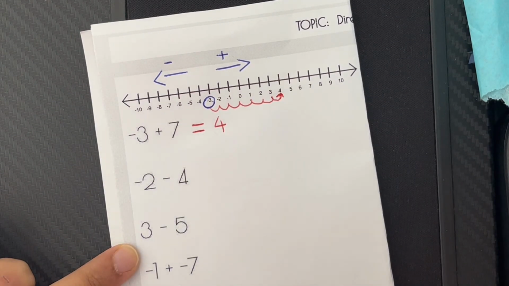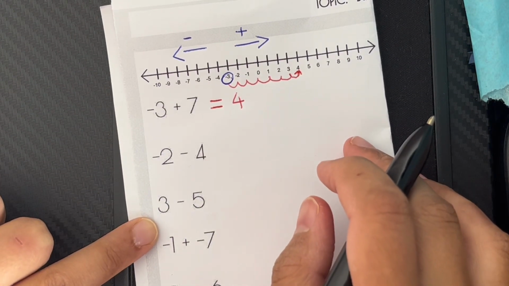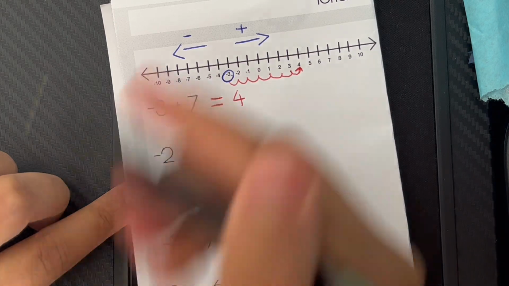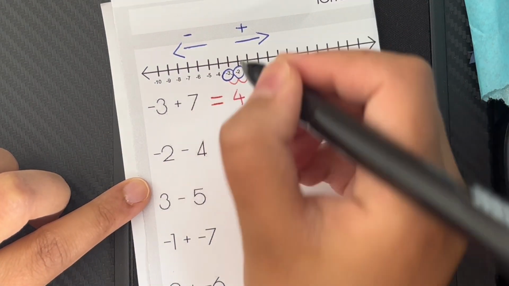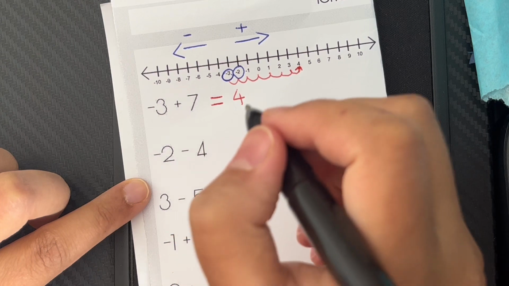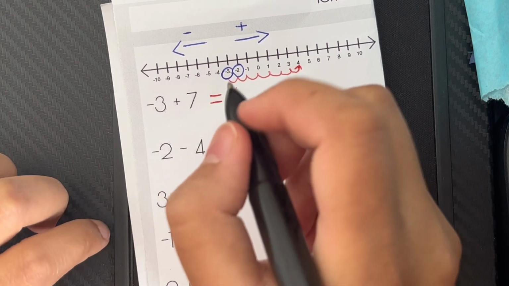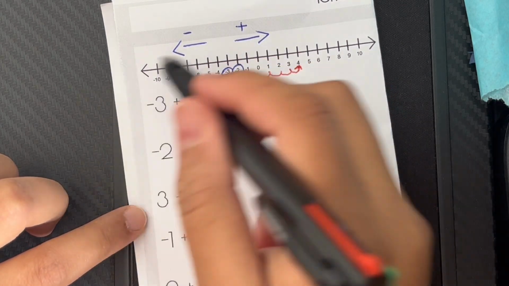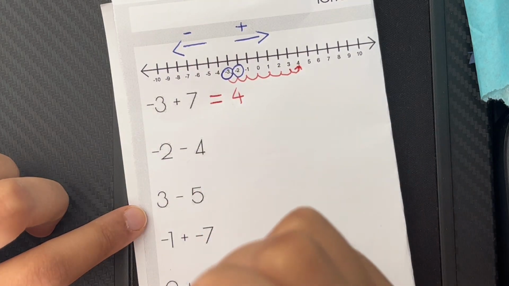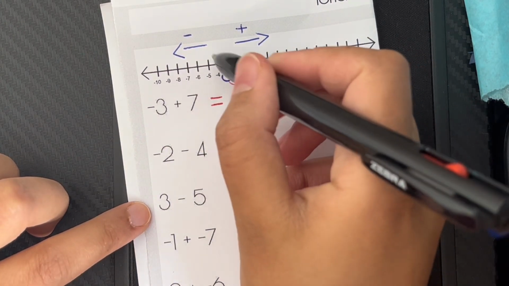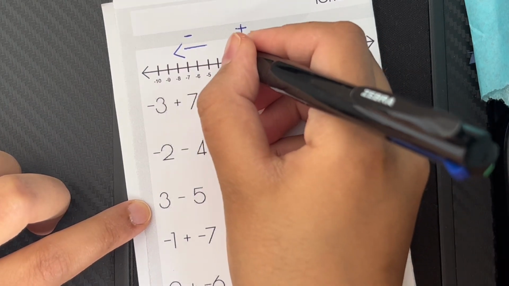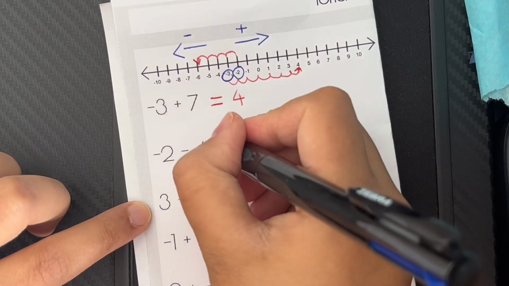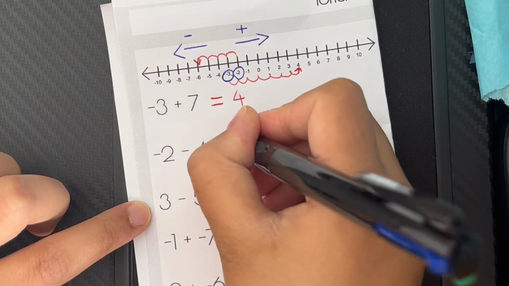And then for my next one, I've got -2 minus 4. So again, I'll be starting at my -2, and I will be subtracting 4. This time, although it is a +4, I'm subtracting it, so I need to be going to the left hand side. So I'm going to start at my -2 and count back 4 times. That is 1, 2, 3, 4, and that lands me on my -6. So that's the answer to that one.